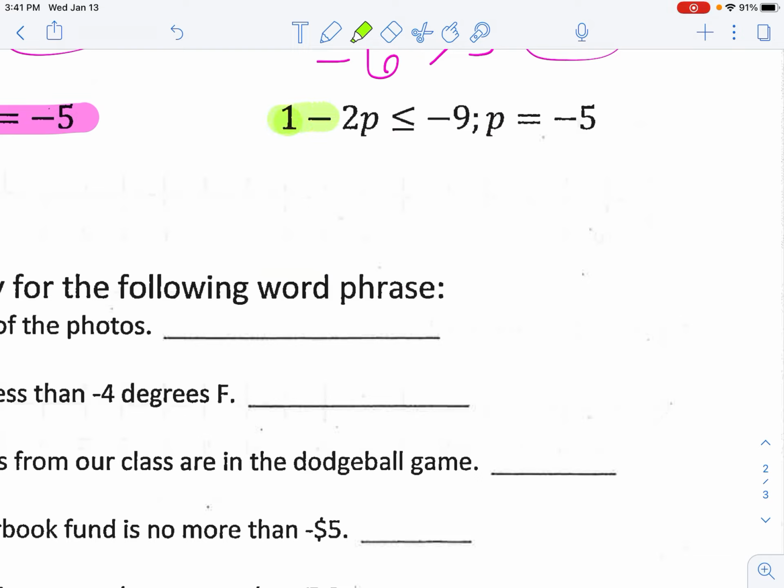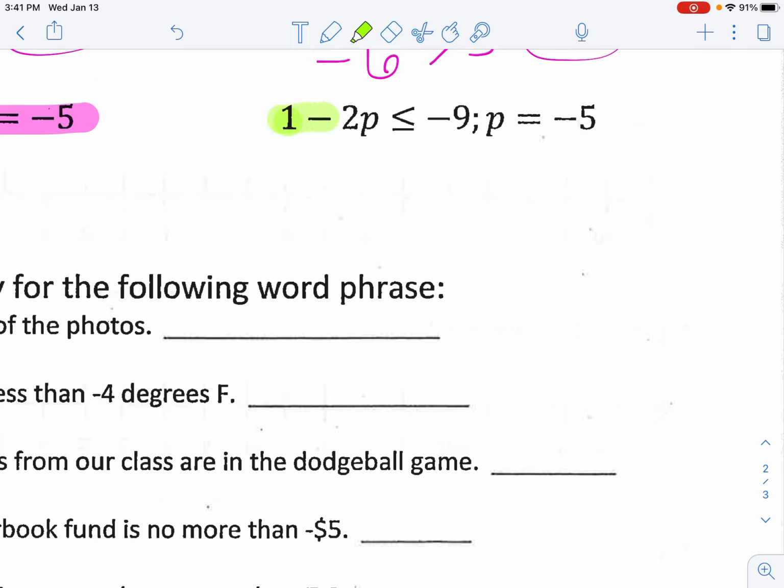The balance in a yearbook fund is no more than -$5. So I'm going to use B for balance, is no more than. So it could be less than, or it could be equal to -5. You could have -$5 in there, or you could have less than that.